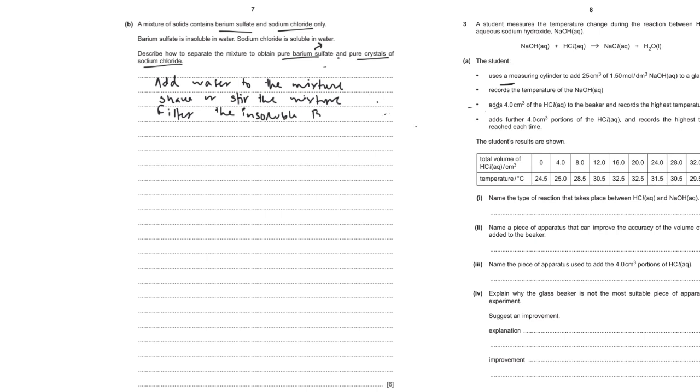Filter the insoluble barium sulfate. A lot of the students just leave barium sulfate here, but you'll have to prepare pure barium sulfate, so be done with it first. Once you've filtered it, you will have to wash it.